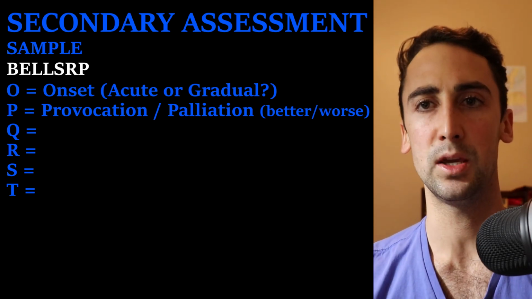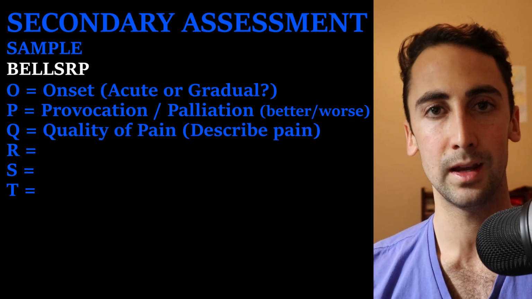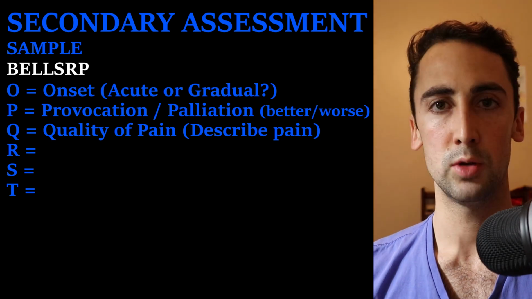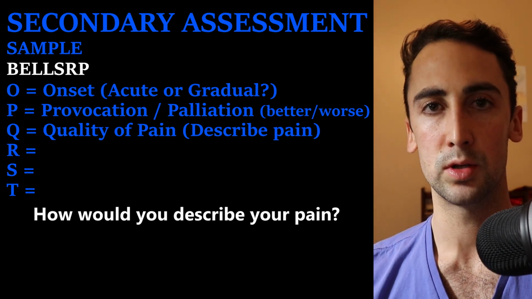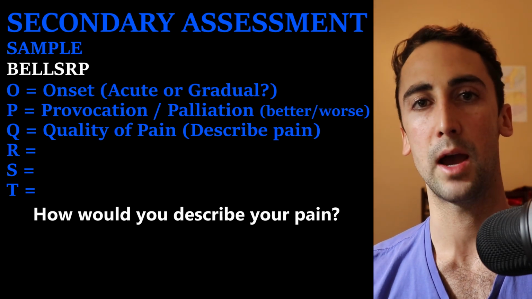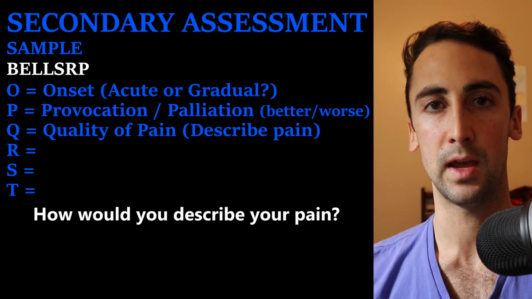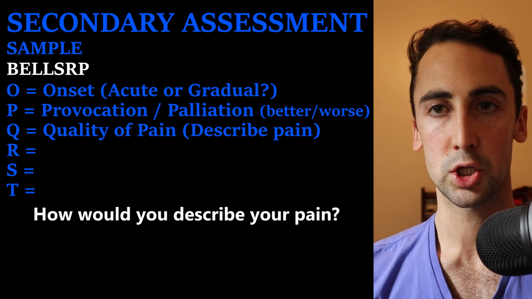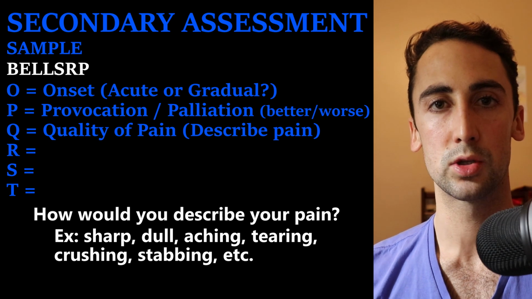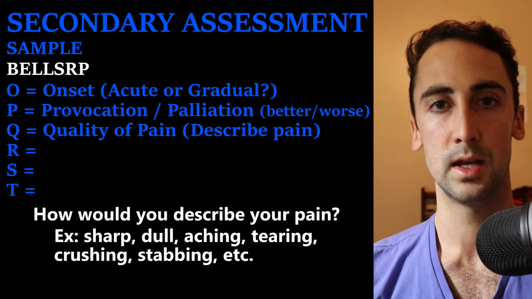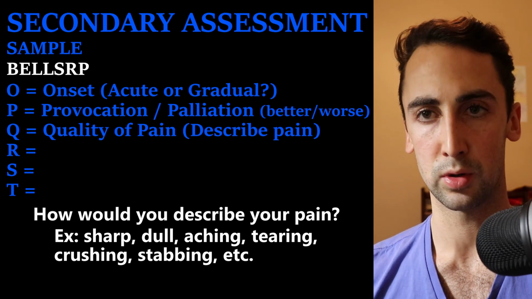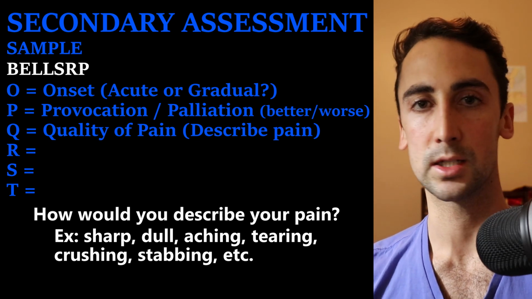Next is going to be the Q. This is going to be the quality of their pain. So essentially you're just going to be asking them to describe the pain to you. Usually what I'll do is I'll ask them, can you describe the pain to me? And if they struggle a little bit at first, I'll usually start throwing out some words that might fit their description. So I'll say, is it a sharp pain, dull pain, aching, tearing, anything like that? Usually their pain will fall under one of those. And again, the triage nurse, when you're giving your report, is probably going to want some sort of descriptor that goes along with this current pain that they're having.